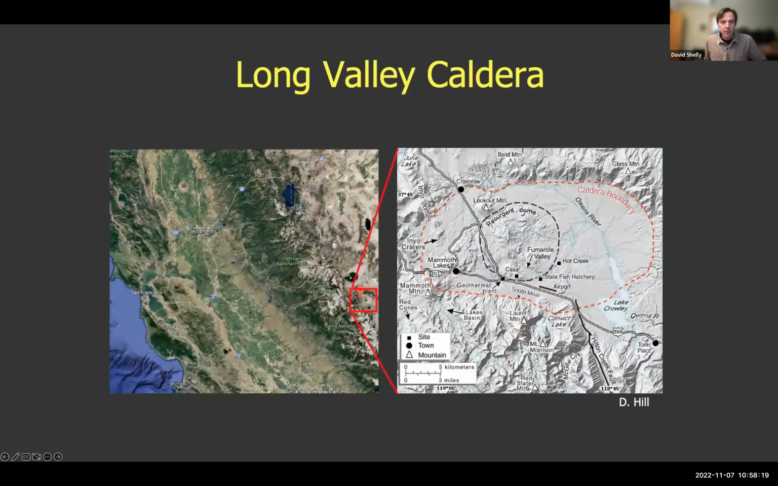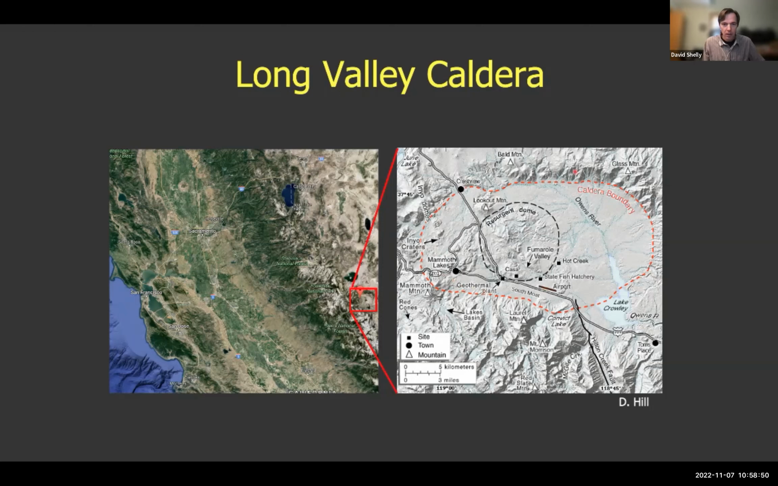Okay, so that's it for Kilauea. I'm going to move on to Long Valley caldera. I think many of you are familiar with the location of Long Valley. San Francisco is here for reference, so it's essentially straight east of San Francisco. The Long Valley caldera formed in a giant volcanic eruption about 767,000 years ago.